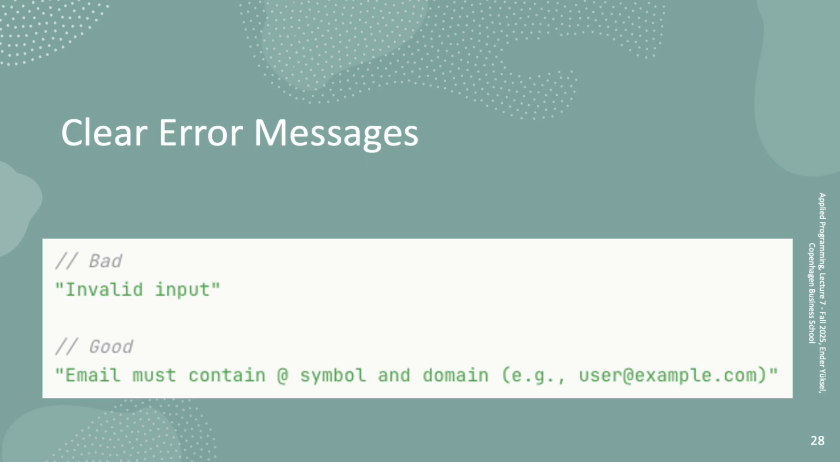Next one is we need to provide easy to understand, useful and clear error messages. So this is a common pitfall. It's lazier and easier to write very concise, short error messages. For example, "invalid input" doesn't tell us much, but a better error message would be "email must contain @ and domain", and here's an example.